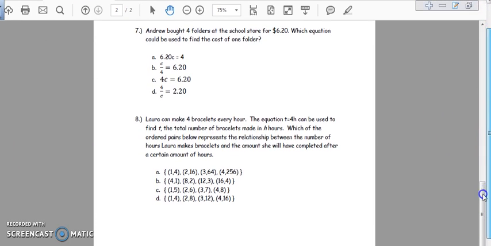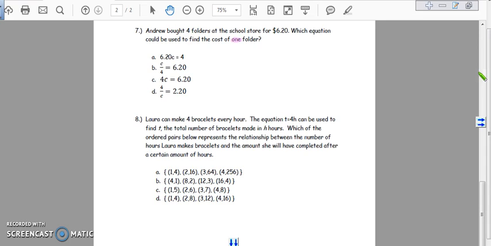Andrew bought 4 folders at the school store for $6.20. Which equation can be used to find the cost of one folder? So I need to figure out how much each folder is. So let's use an easier example. Let's say I worked 5 hours and I made $50. How much was I making an hour?